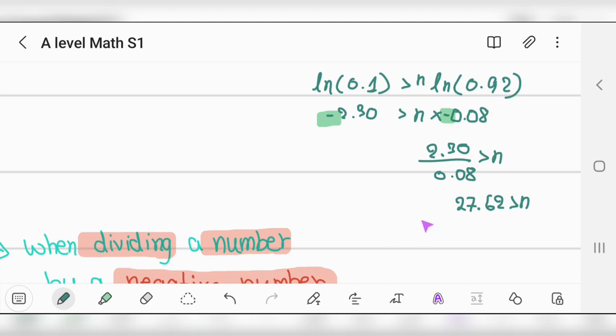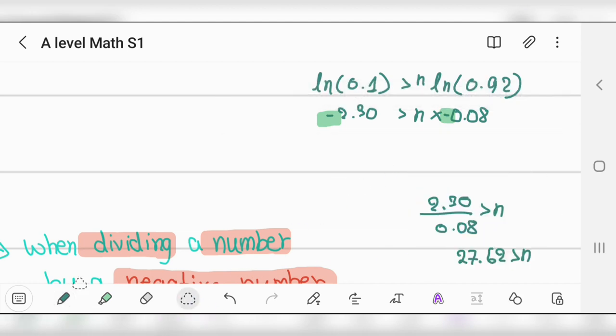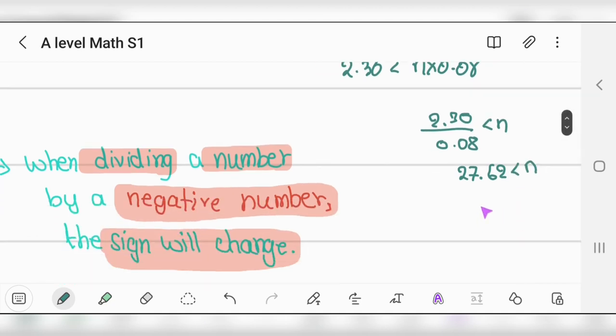So dividing on both sides by minus 1, it would be left as 27.6, and it will look something like this. Okay, so when making a division, the sign will change. And this is how it is, and then you will get the answer as n equals 28. Okay, so this is the answer.